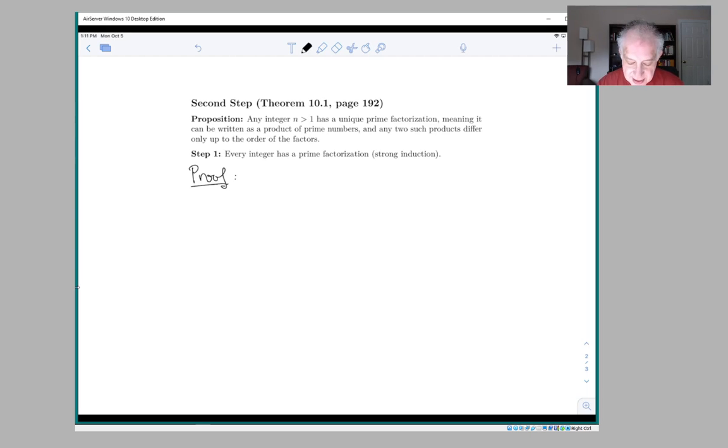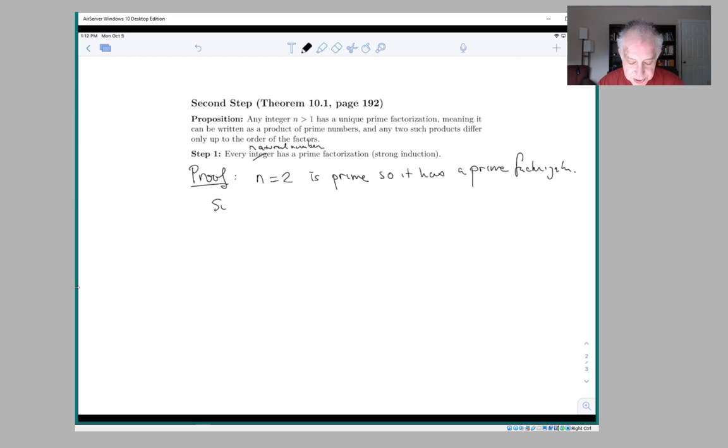I should maybe say, not integer. Let's say it's an integer n bigger than 1. So it's every natural number. Otherwise, we have to worry about signs, and that's just confusing. So take a natural number. We're going to do this by induction. So let's start with n equals 2. Is prime, so it has a prime factorization. Namely 2.